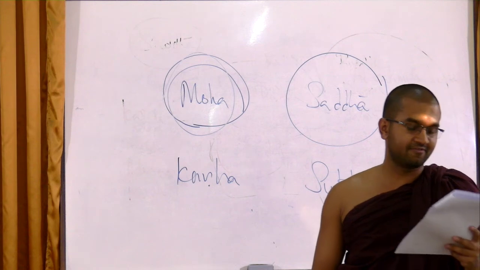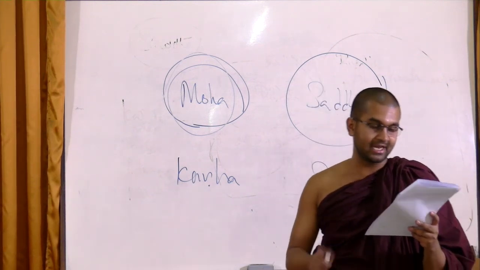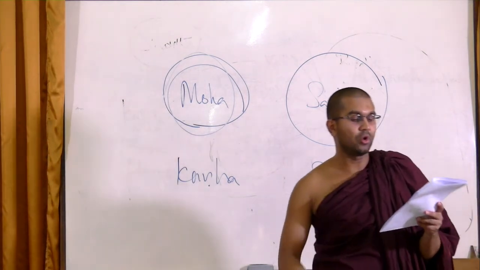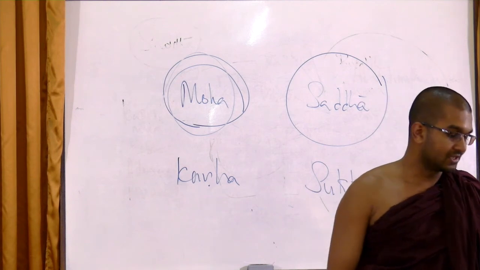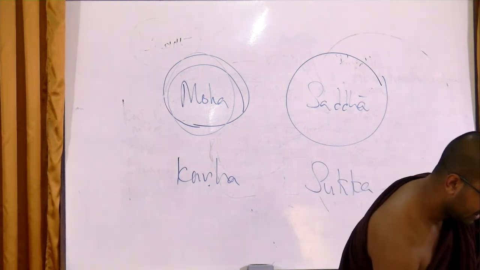Hence, moha is the fundamental cause for mentalities to become akusala. Saddha is the main reason for mentalities to become sobhana. And latent moha, please note it, latent moha is the rudimentary reason for some sobhana realities to become kusala.